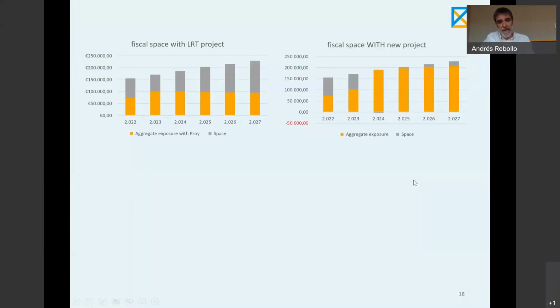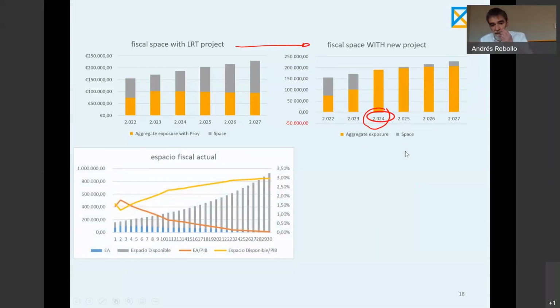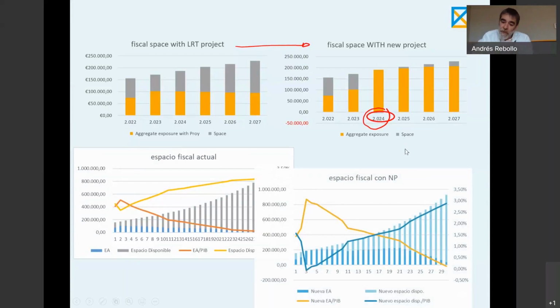Let's say, for example, that after incorporating this project, I am analyzing another project, and this other project would be entering into load in 2024, and you see that here the space is negative. Okay, the space is negative. I will need to move forward that project. This is a typical graph for fiscal space.